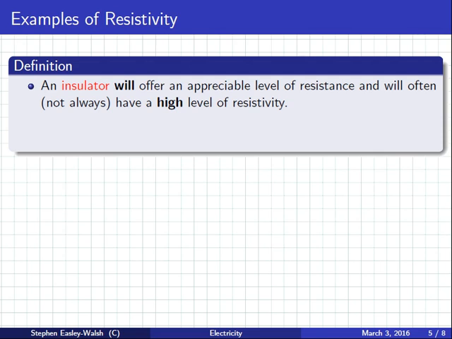Now this isn't always true, it's usually true. So an insulator will have a noticeable, an appreciable level of resistance, and also, not always, but usually, a high level of resistivity. So we call this material an insulator, like a plastic. Plastic would have a high resistance, and plastic materials have high resistivity constants. Okay, so if you can write this down, that would be great. Now this isn't necessarily an exam definition, it's just for your notes.